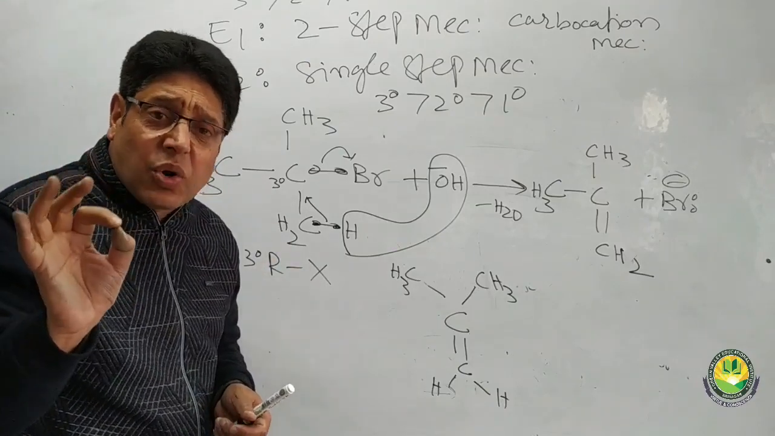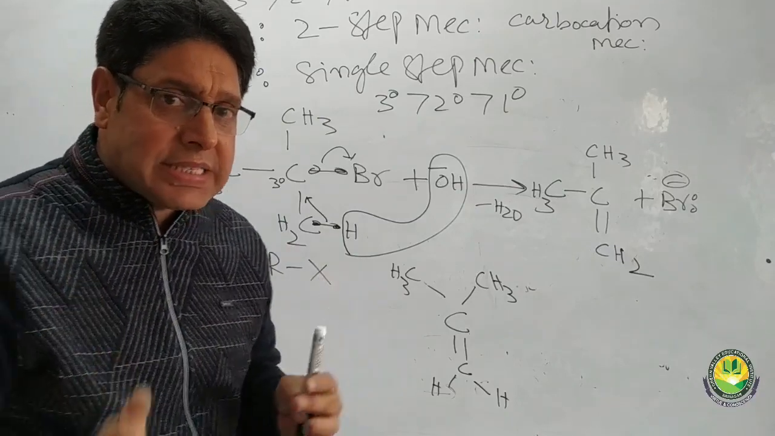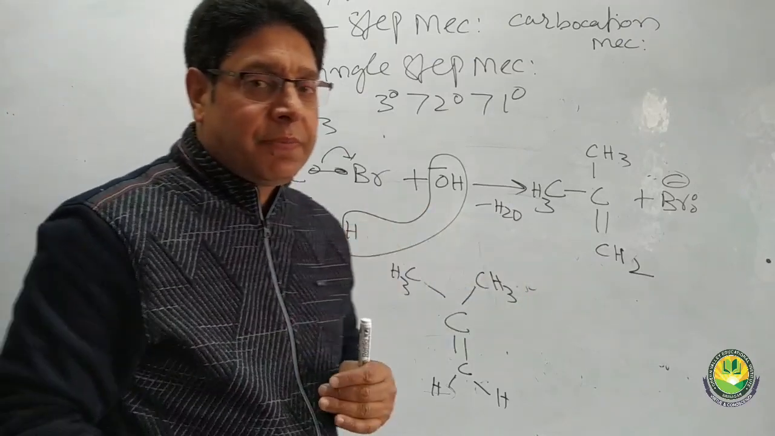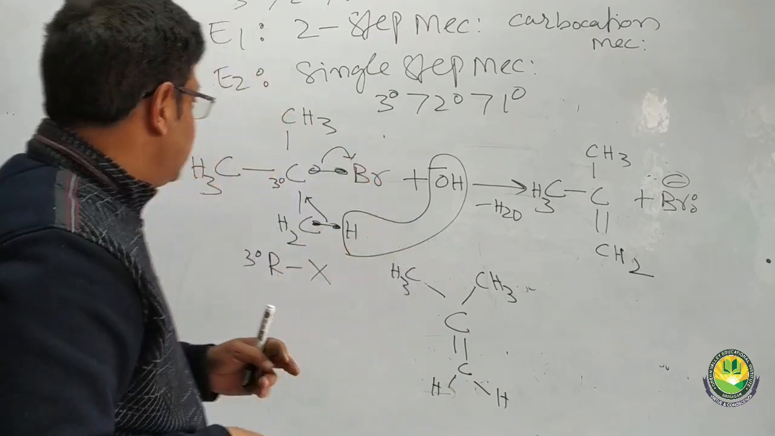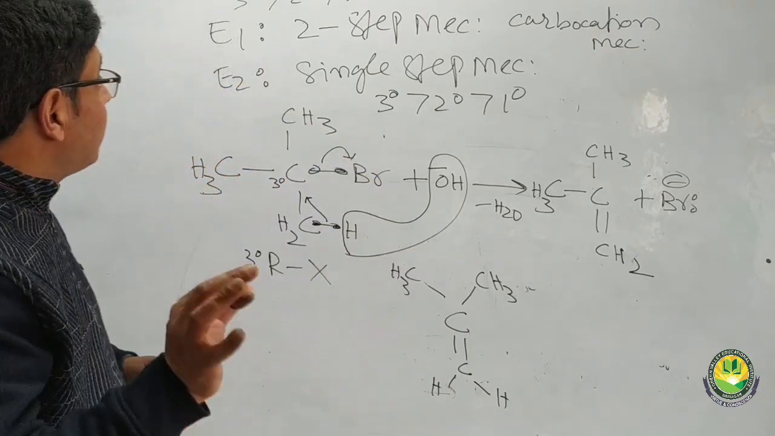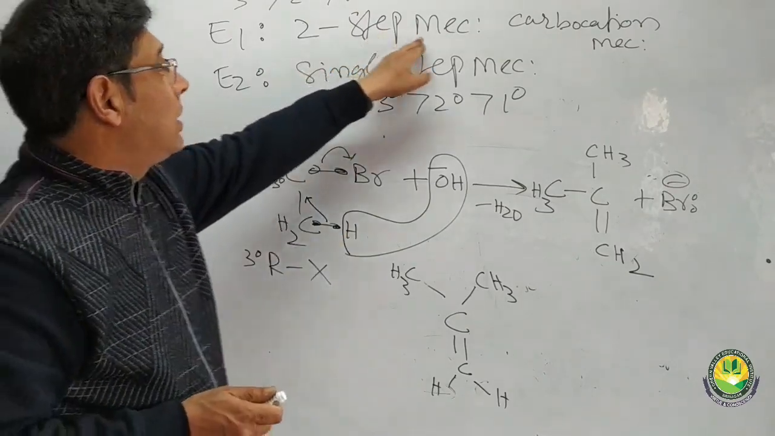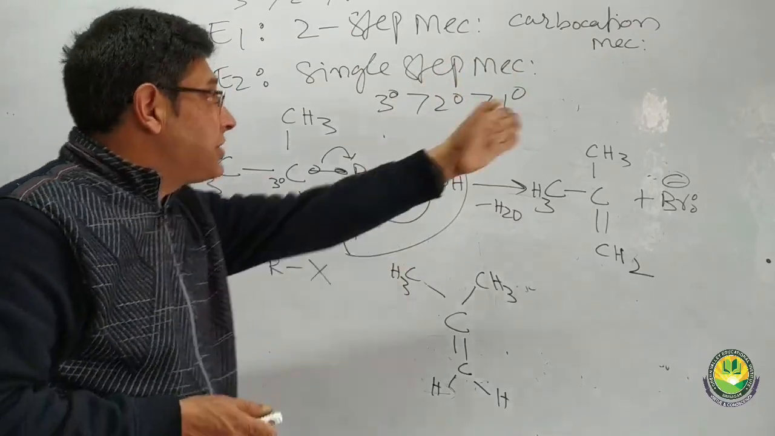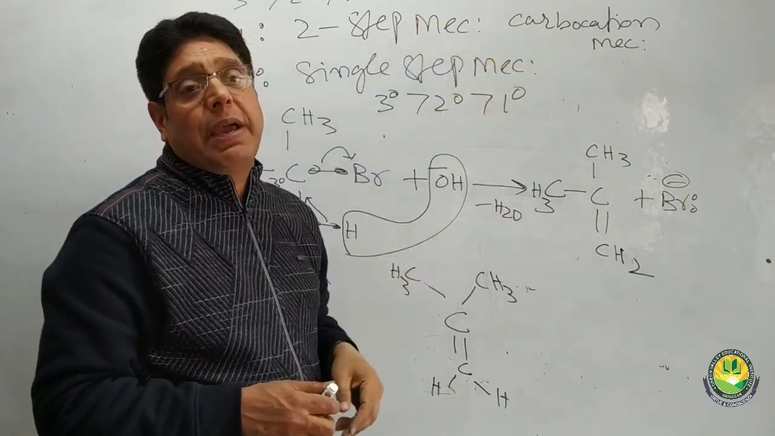Alkyl halides can undergo elimination also. What is elimination also called as? Dehydrohalogenation. Loss of hydrogen and halogen. Elimination can take place by two mechanisms, E1 and E2. If elimination involves E1 mechanism, it is a two-step mechanism. पहले कार्बोकैटायन बनेगा फिर H निकलेगा. So E1 mechanism is carbocation mechanism.